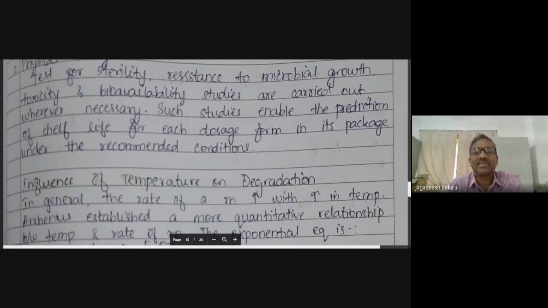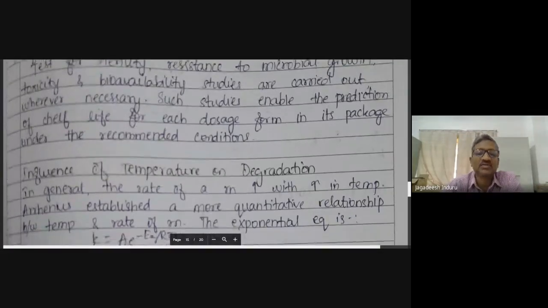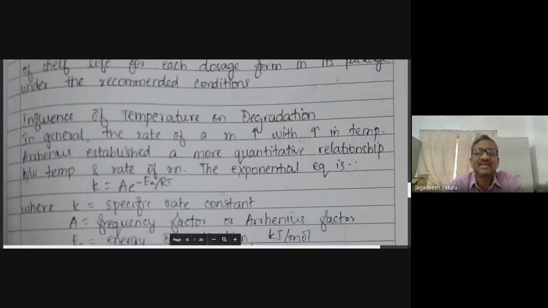Most of the times the recommended conditions depend upon zone 1 to zone 4. In India we are in zone 4B, which is around 30 degrees temperature and 65% RH when compared to the remaining conditions. If we want to launch in America or any other country, we need to follow that country's condition for testing the product.